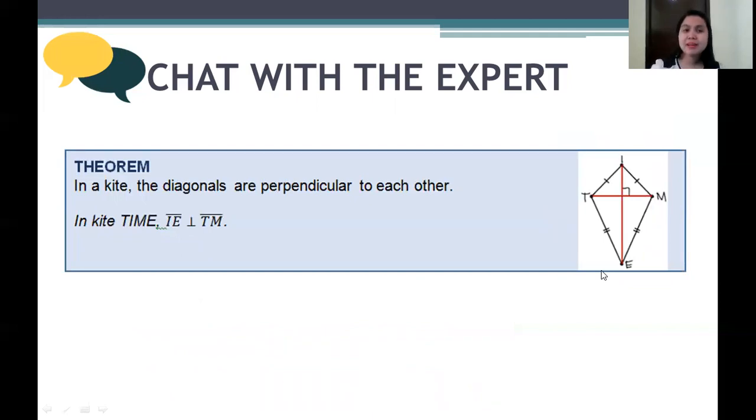First theorem, the diagonals of a kite are perpendicular to each other. So with this one, our diagonals are IE and TM, right? These are our diagonals, and they are perpendicular to each other. This is the sign for perpendicularity, like this one. So it means that in the intersection point, we form right angles, and each right angle measures 90 degrees.